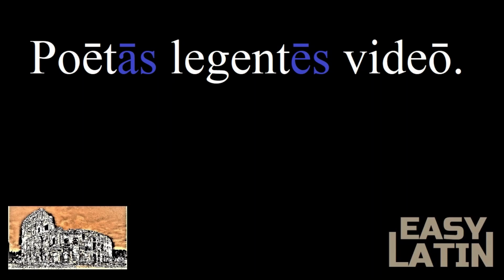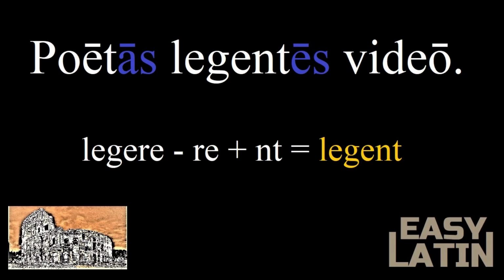But this becomes more complicated when we have a participle, as in the following. Poetas legentes video. I see the poets reading. The subject of the whole sentence is an unstated ego, but the subject of the dependent clause, the poets, gets declined in the accusative. And not only that, the verb of the dependent clause, reading, gets declined in the accusative. This is the participle of legere. And if you remember, to form a participle, we chop off the re, add nt, and then decline it like a third declension noun. So it becomes legentes.